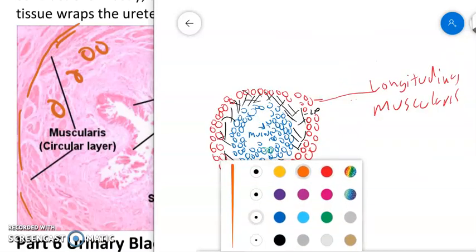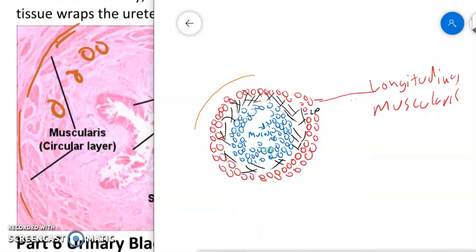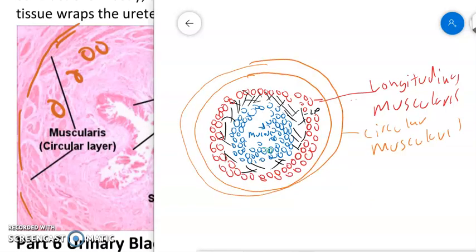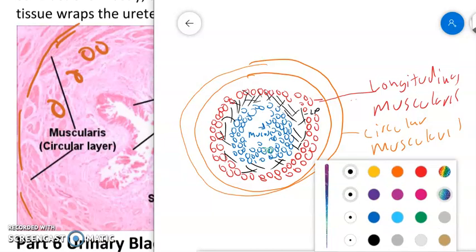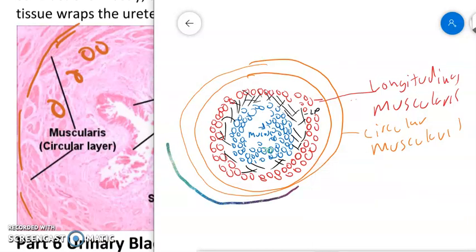And now we're going to draw the circular muscularis. This one's a lot easier. Around it. Now, the connective tissue outside of it is technically an adventitia. So let's draw that in.